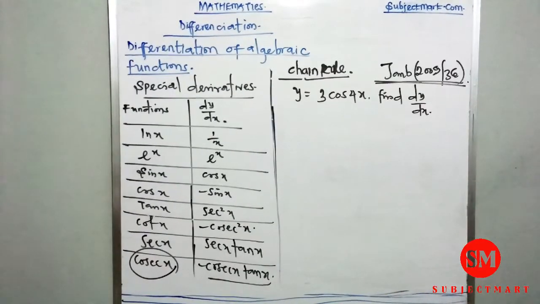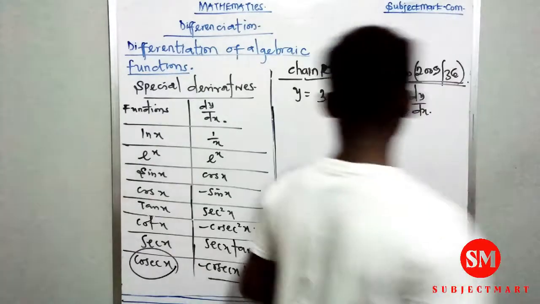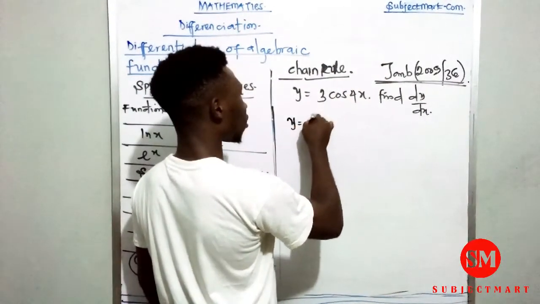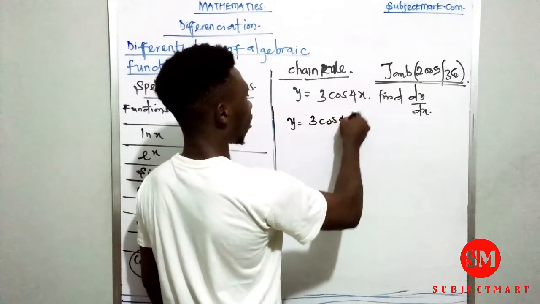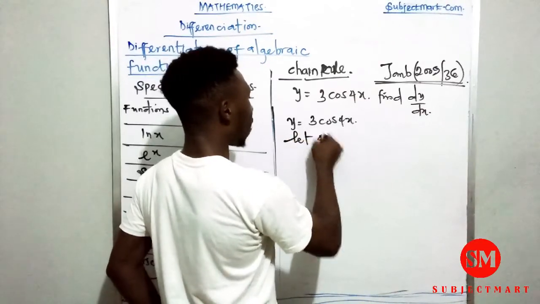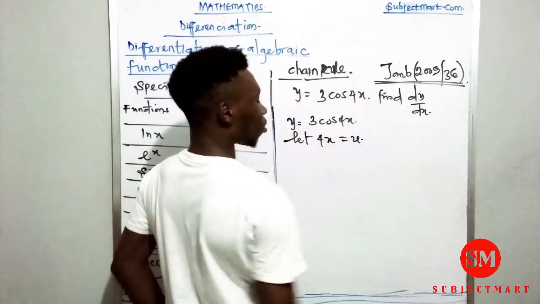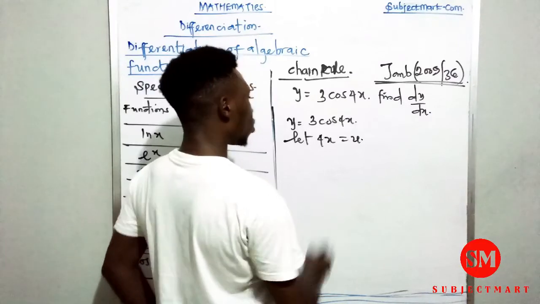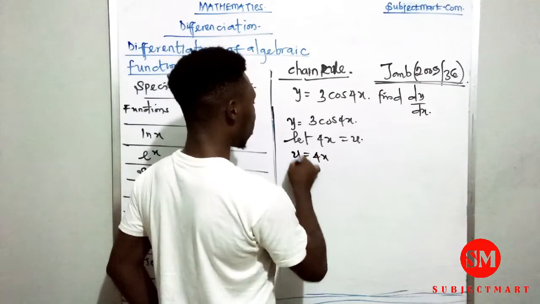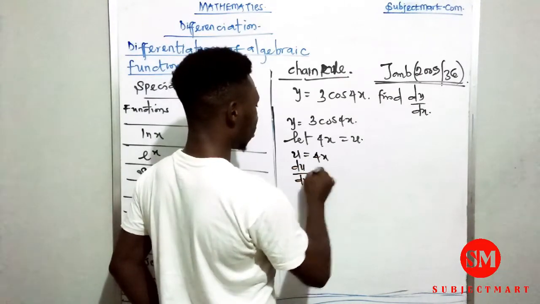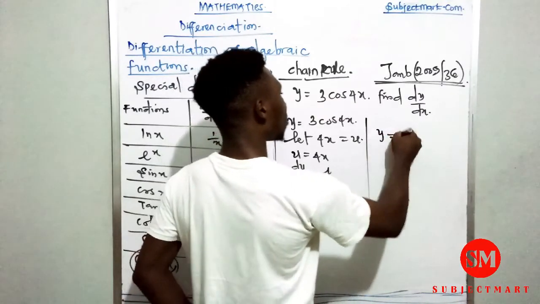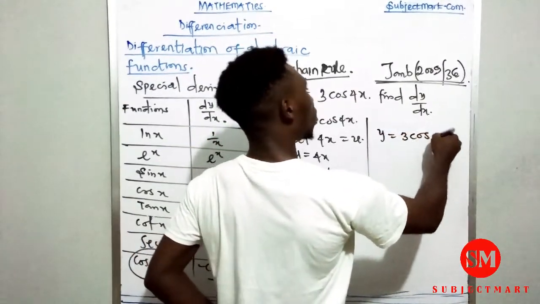So having a question here from JAMB 2009, question number 36, it says that y here is equal to 3 cos 4x. Find dy/dx. So you say let 4x be equal to u. So u is equal to 4x, so du/dx is equal to 4. So y here is equal to 3 cos u.